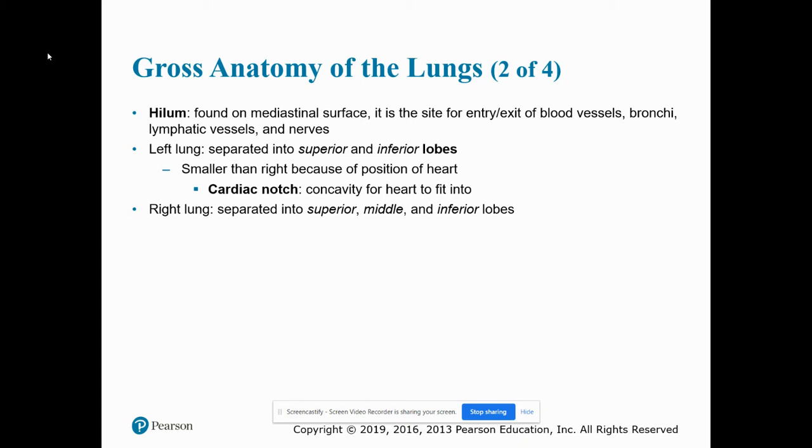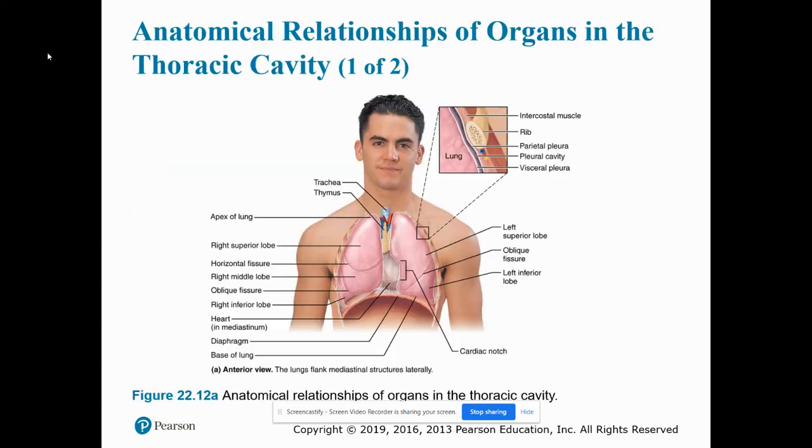The left lung is separated into two lobes, the superior and inferior lobes. It is smaller than the right lung because of the position of the heart. There's this thing called the cardiac notch, which is a concavity for the heart to fit into. Then we have the right lung, which is separated into three lobes, the superior, middle, and inferior lobes.